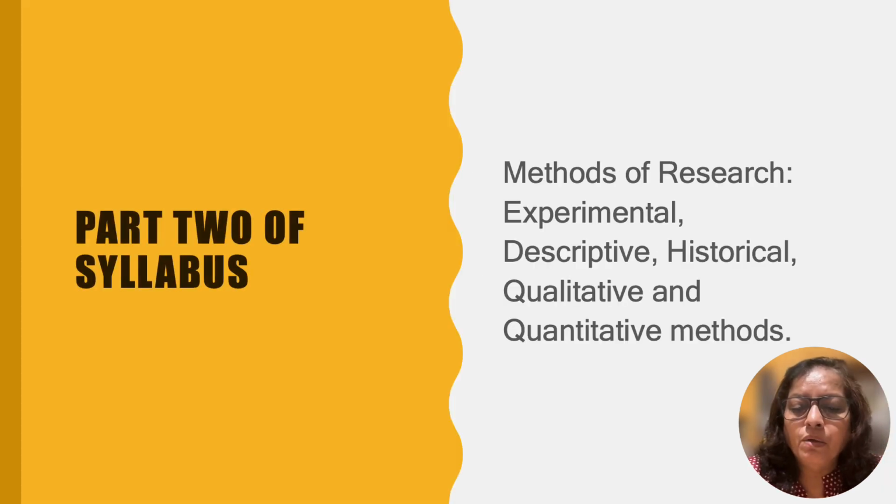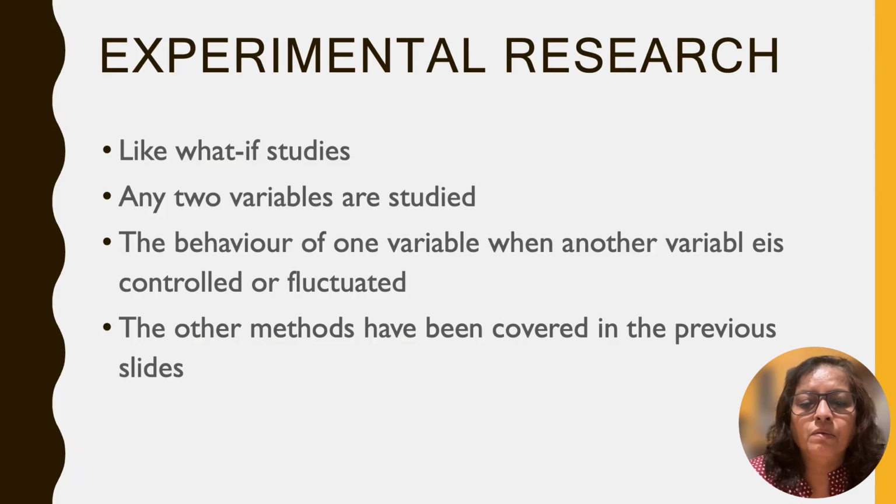Now we come to part 2 of the syllabus, where we are talking about methods of research. But I should tell you that most of these methods and the types of research I have already covered in the previous slides. So we'll talk about experimental research here. It is like what-if studies. For example, if we have 10,000 rupees in advertisement, maybe the sales is 1 lakh. If you have 20,000 in advertisement, maybe the sales are 2 lakhs. Or if you have 5,000 in advertisement, then the sales are only 50,000.